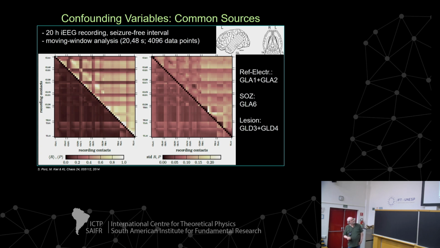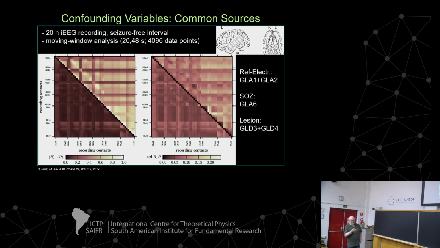We have the seizure onset in the grid. We have a lesion covered by the grid. So we have many changes, many influencing factors there. This is either the pathology, the reference electrodes nearby, the seizure onset zone nearby, some structural pathology, everything is there. And you can see here on the left side, the upper part is the average of all phase synchronization measures over these 20 hours in 20-second moving windows.